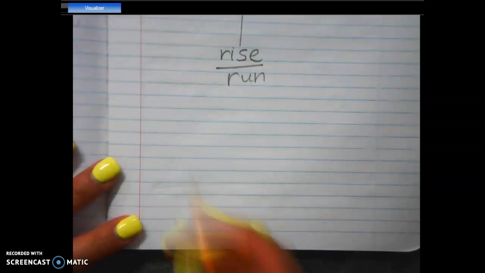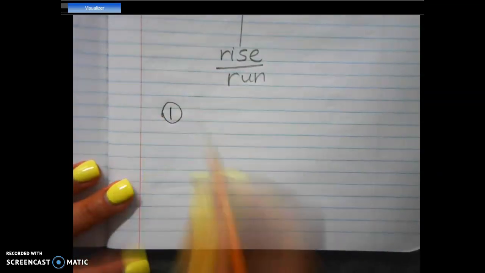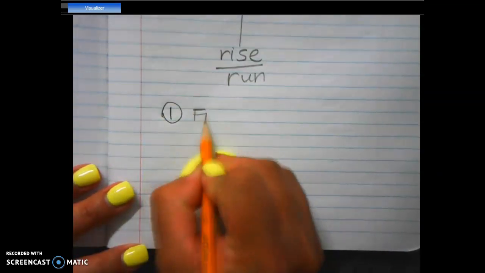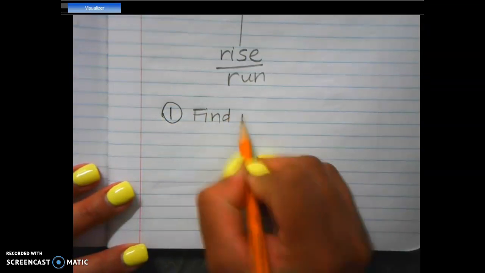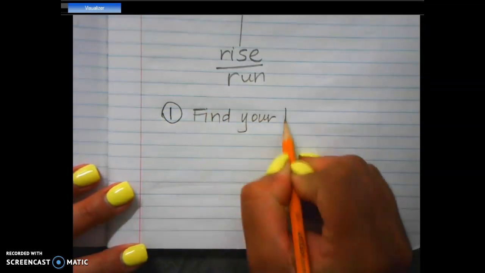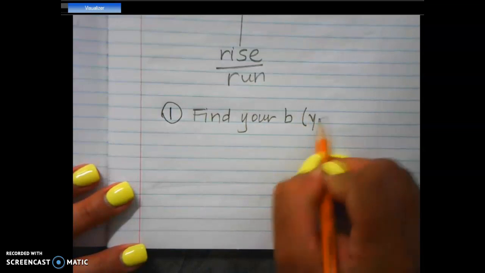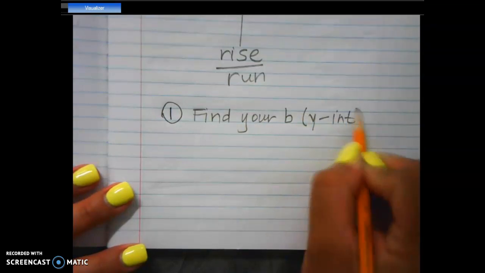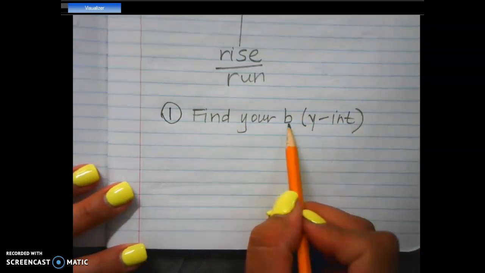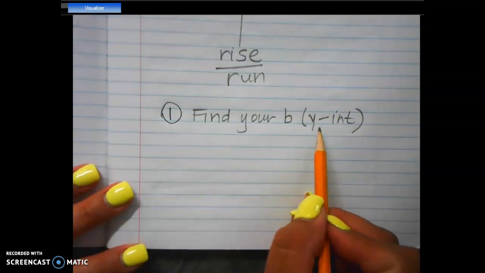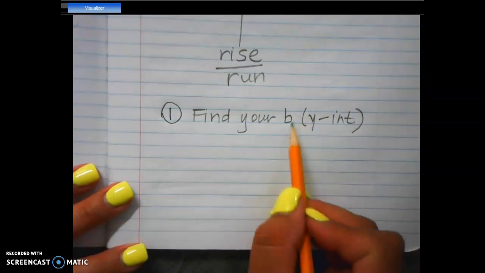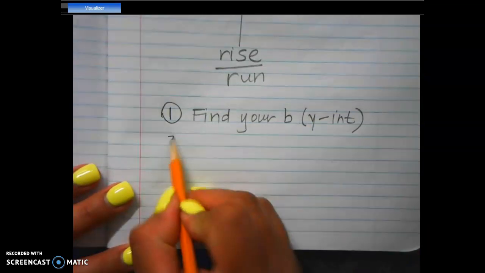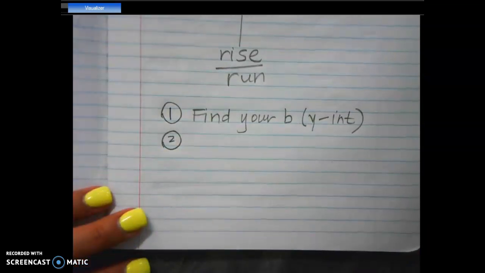Okay, below that, we're gonna write our 4 steps for our checklist. So our first step is to find your b. In parentheses, I like to put y-intercept, so that way you know if I call it b, I'm talking about the y-intercept. If I call it y-intercept, you know I'm talking about the b. This is the one that's going to change a little bit.